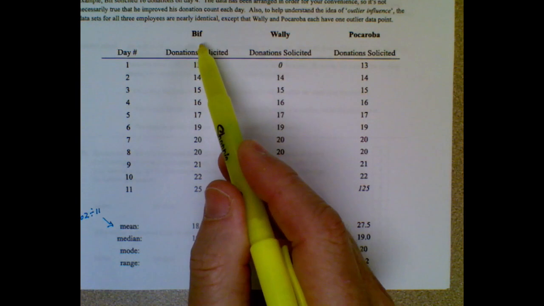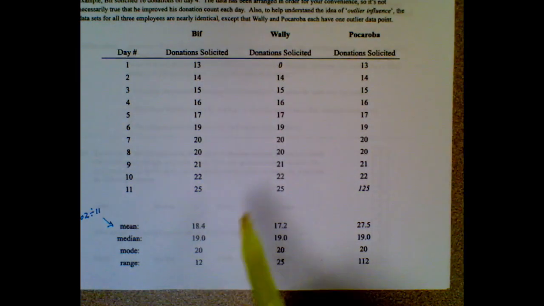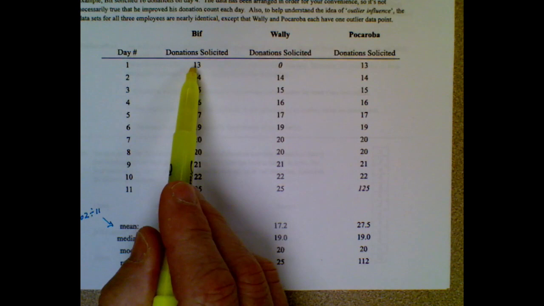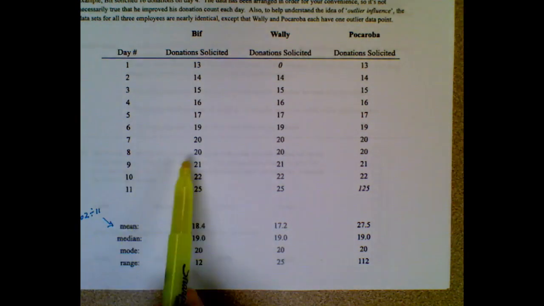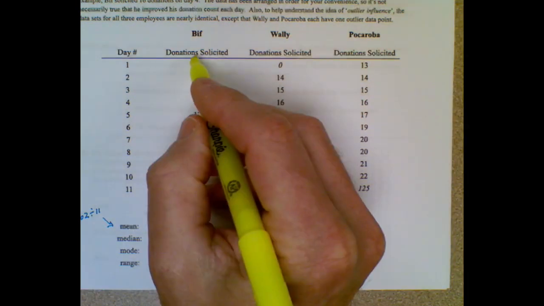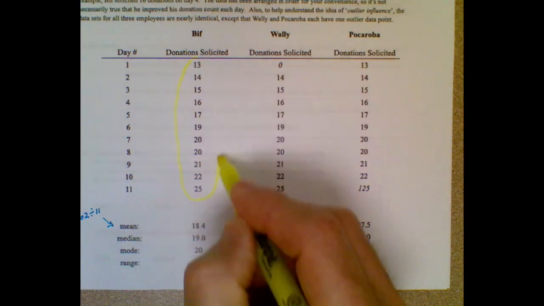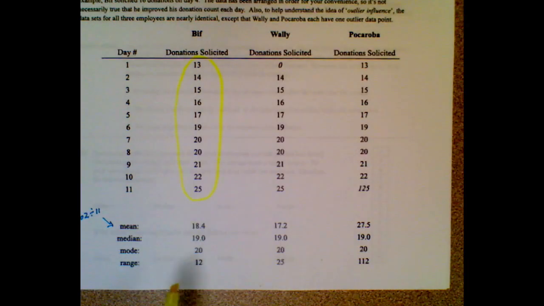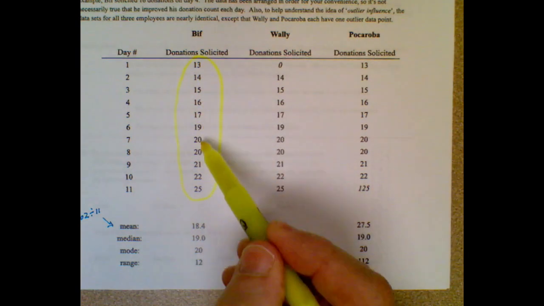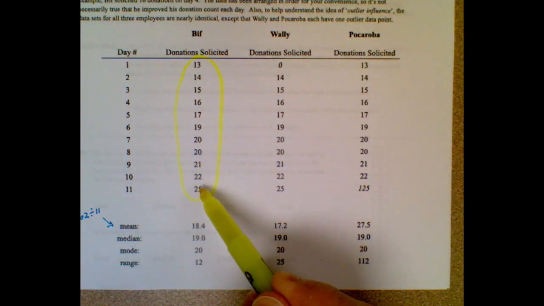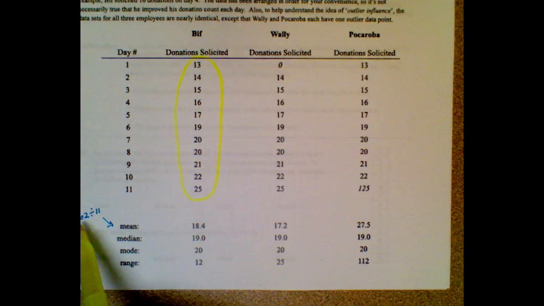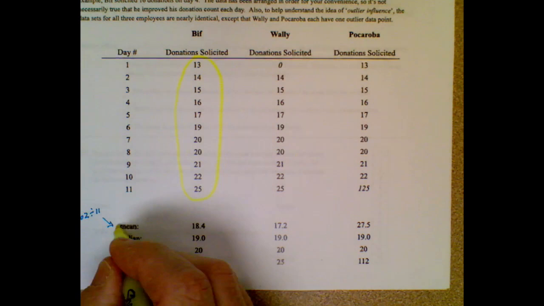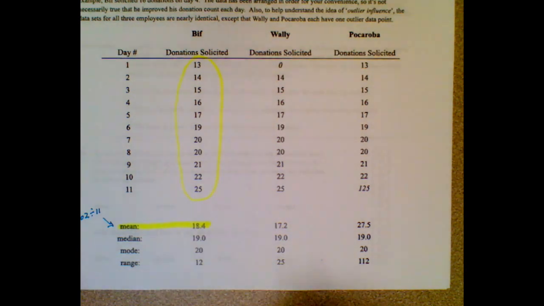So if we use Biff's data list, we know on day 1 he had 13 donations. On day 8 he had 20 donations. So if I take a look at this whole list, I can start off by getting the mean or the average by adding up all of these numbers and dividing by 11. So if I add those all up, it's 202. 202 divided by 11 is 18.4. He averages 18.4 donations a day.